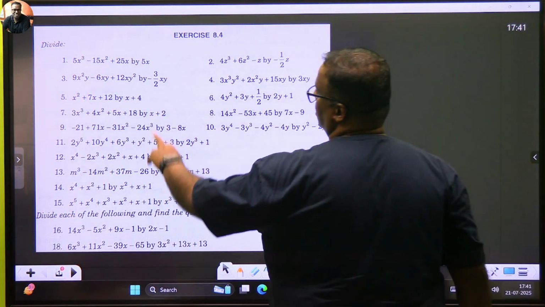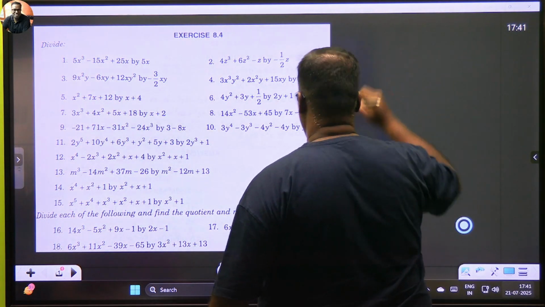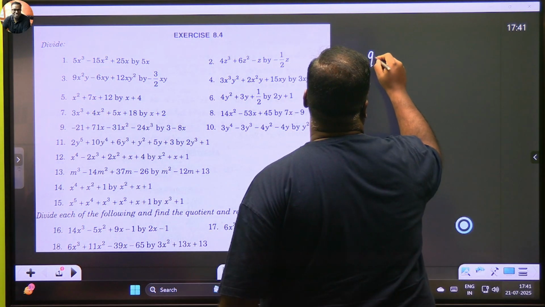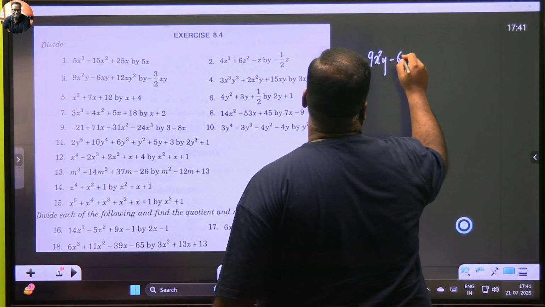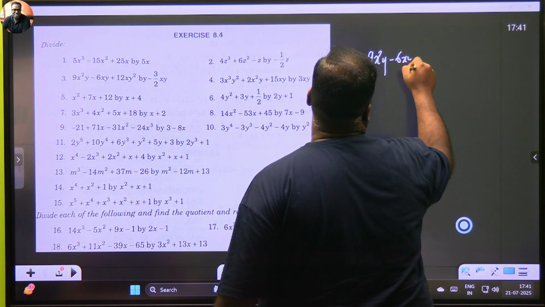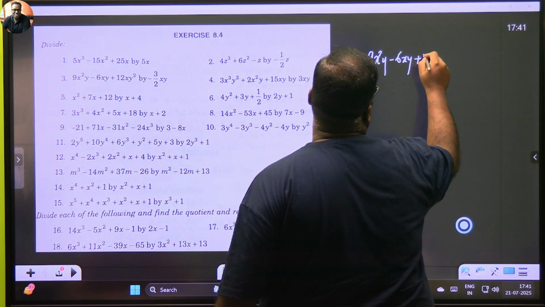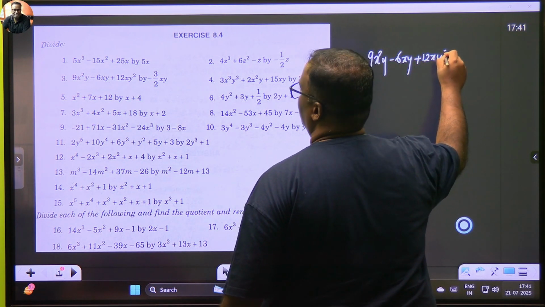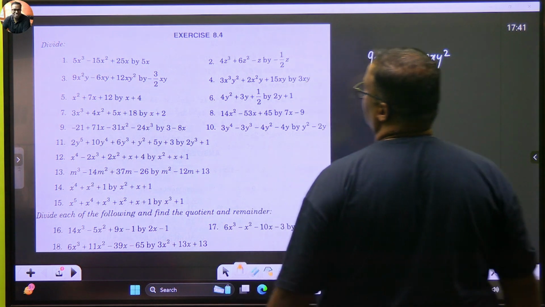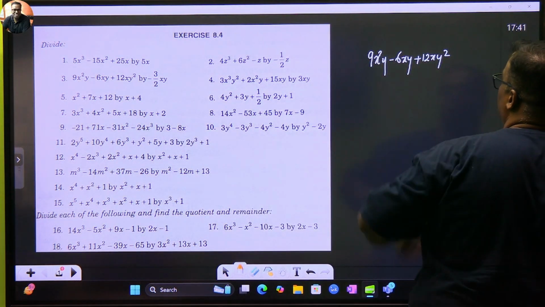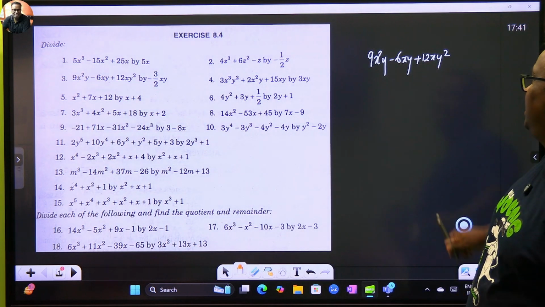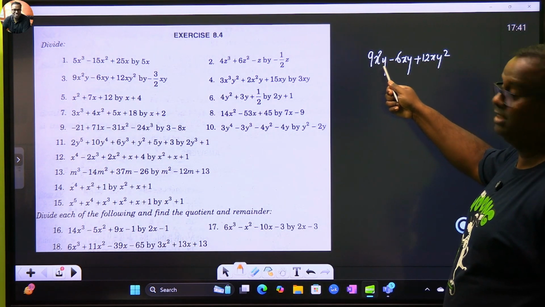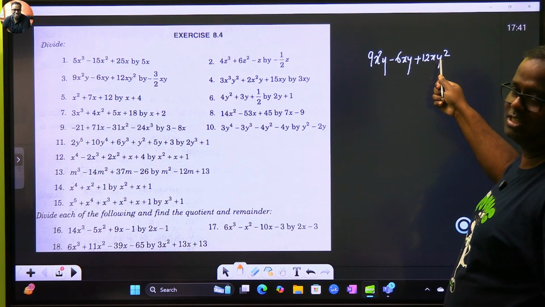So we have the third one, which is 9 square y and a minus 6 xy and a 12 xy square. Okay, now here we have an issue. Just check here. If you see the way the terms are arranged, and if you see by degree, then the degree here is 3, the degree here is 2, the degree here is 3.